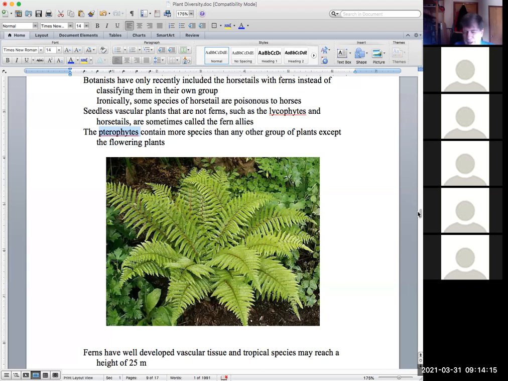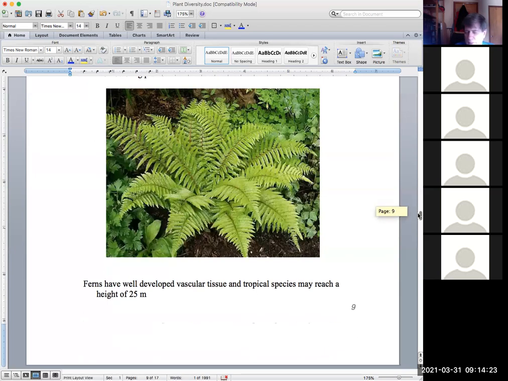So if you're reading about pterophytes and it doesn't seem to be saying anything about horsetails, it probably just means that it's an older piece of material, when the pterophytes only included the ferns. Now, of all the groups that are alive today, the species of ferns have the best developed vascular tissue.